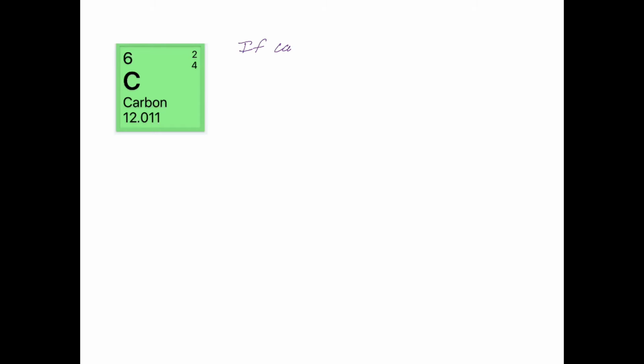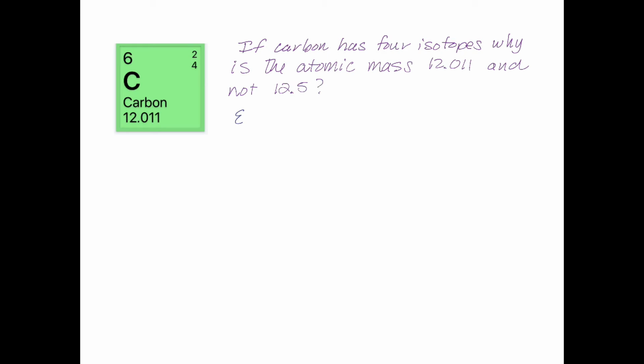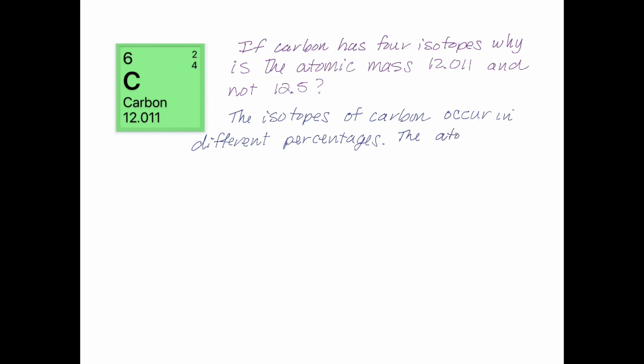All right, so if carbon has 4 isotopes, then why is the atomic mass 12.011 and not the average of those 4 isotopes, which would be 12.5? The isotopes of carbon occur in different percentages. The atomic mass on the periodic table is a reflection of those percentages.